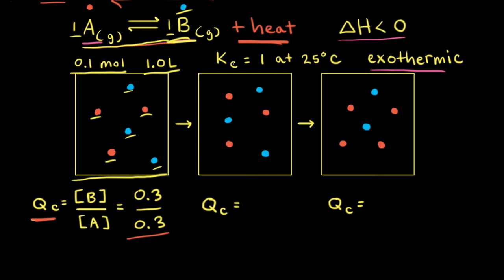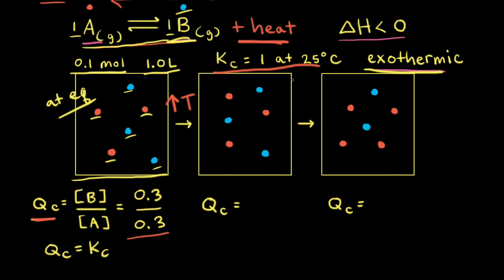KC for this reaction is equal to 1 at 25 degrees Celsius, so QC is equal to KC, and when QC is equal to KC, the reaction is at equilibrium. So for this first particulate diagram, the reaction's at equilibrium. Next, we introduce a stress to the reaction at equilibrium, and the stress is an increase in the temperature. In general, for an exothermic reaction, increasing the temperature lowers the value for the equilibrium constant.